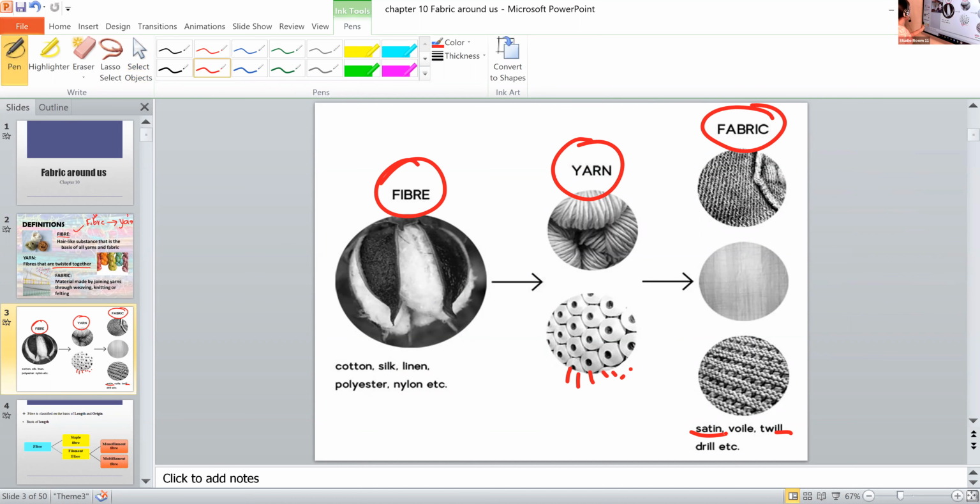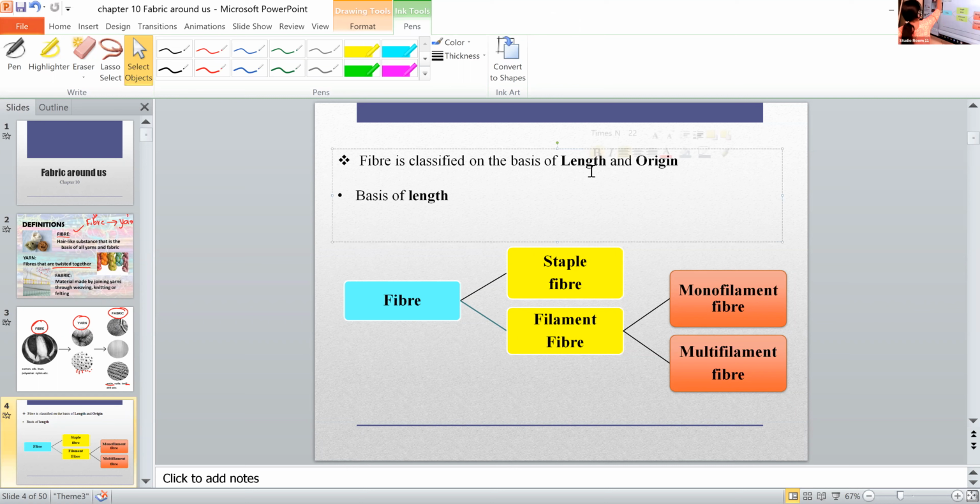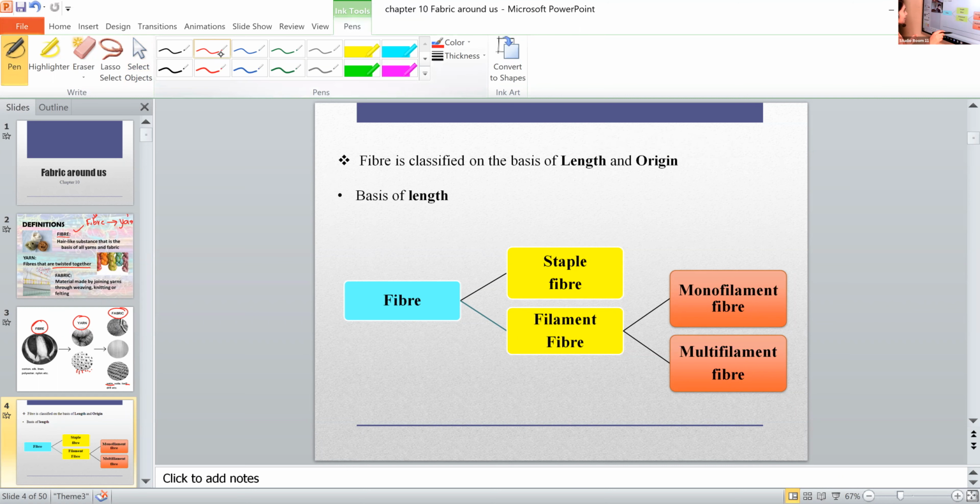Then we can classify these fibers. Fibers are the smallest unit of fabrics. We can classify the fibers on the basis of length and on the basis of origin. So first we are going to learn how we can classify the fiber on the basis of length.